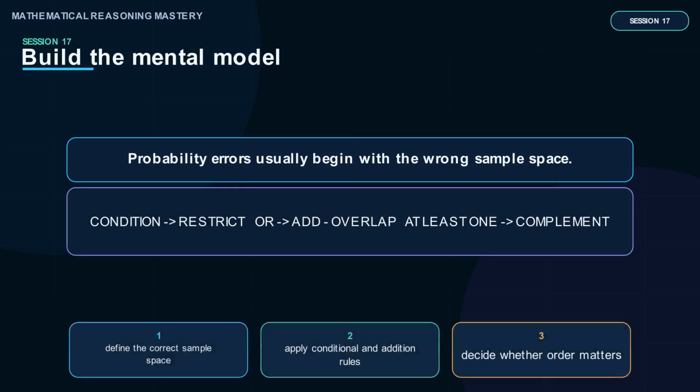The first goal is to define the correct sample space. Connect it to the second goal. Apply conditional and addition rules. Correct calculation begins with correct interpretation. When the surface details change, search for the same relationship underneath. Transfer means choosing the structure from evidence rather than waiting for a familiar-looking example.